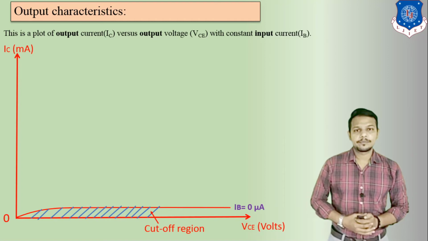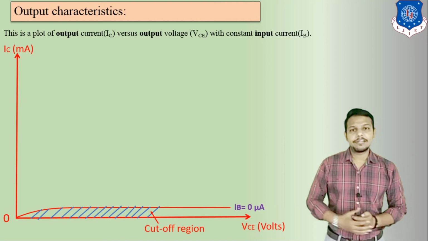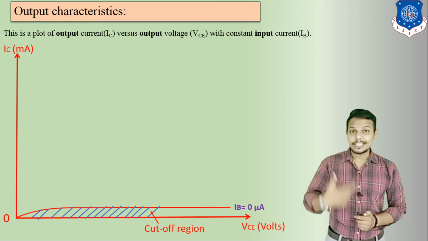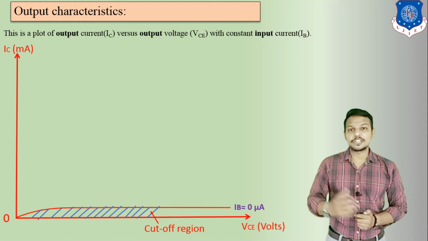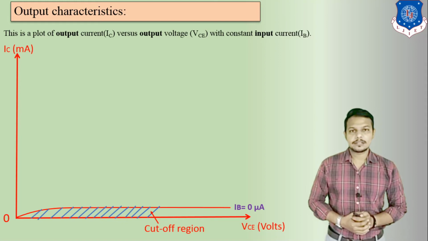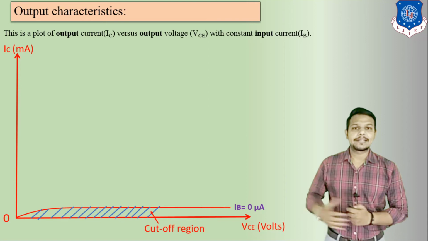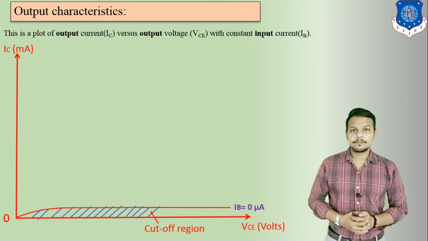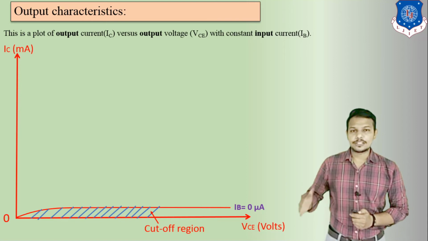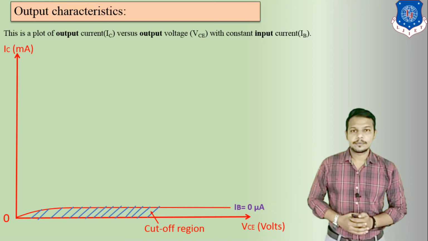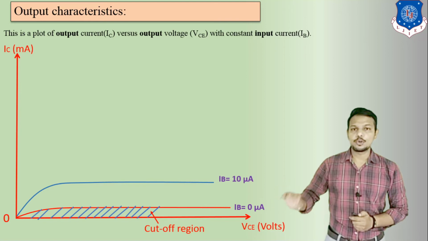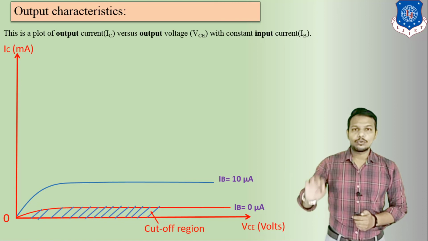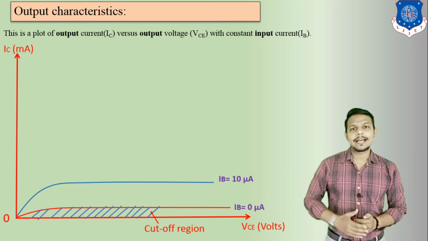Now second, the active region. Active region means your BE junction should be forward biased and your CB junction is reverse biased. That means this is the active region. But here we can see at a fixed value of VCE, if you change the base current's value, then you will get different values of IC.